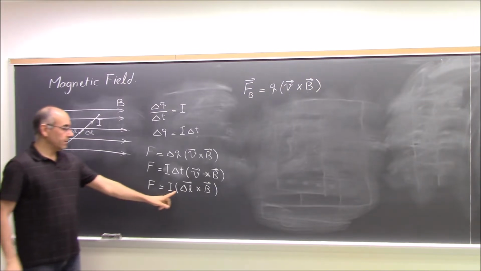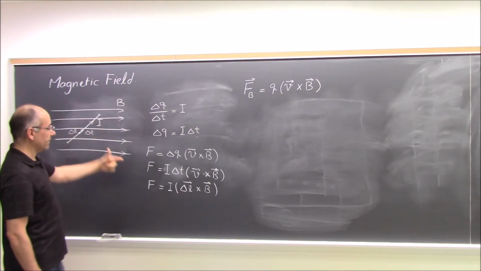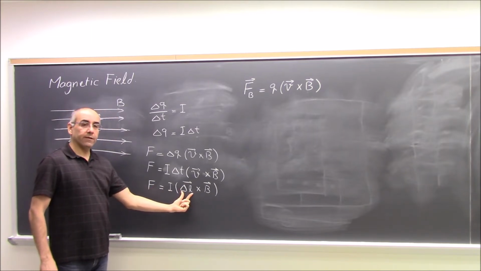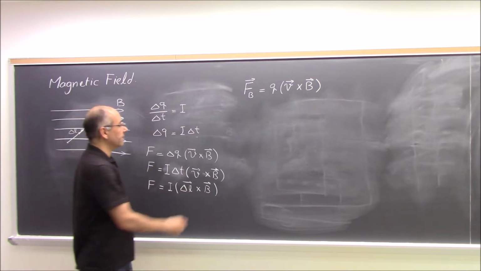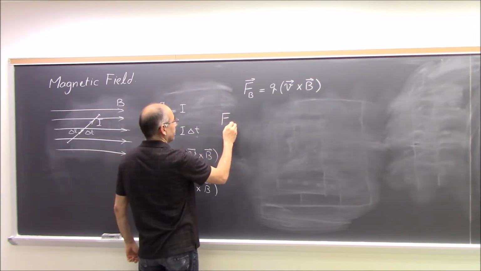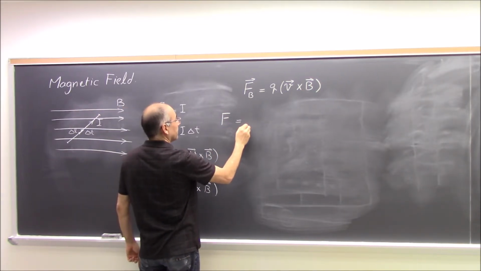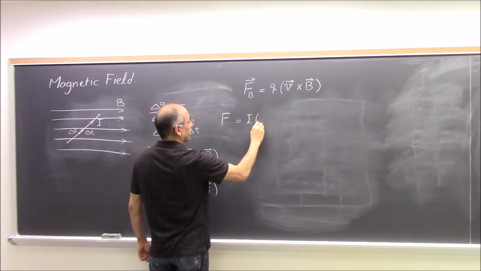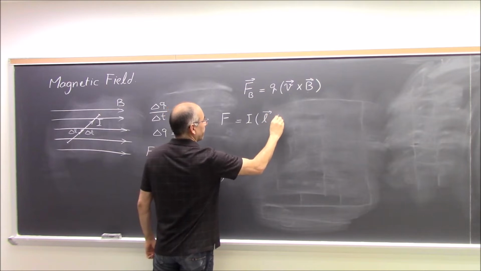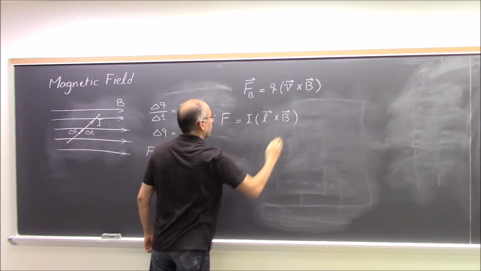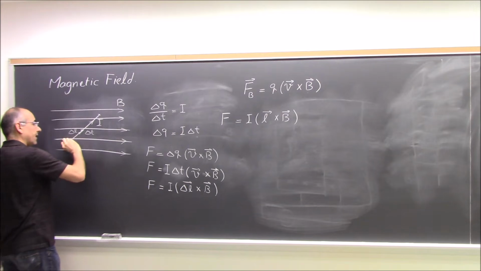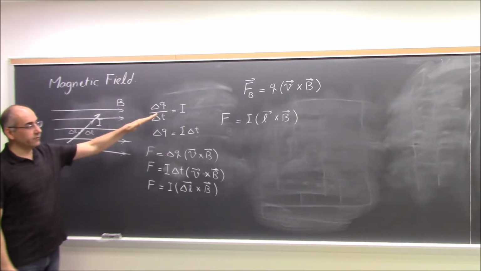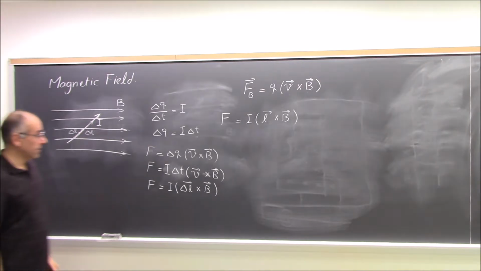Right? But then if you add all the contributions, the I is constant, B is constant, you can just replace delta L by L. So the force F on a current carrying wire is I L cross B. And L is the vector that is the same length as the length of the wire, but it's in the direction of the current in the wire.